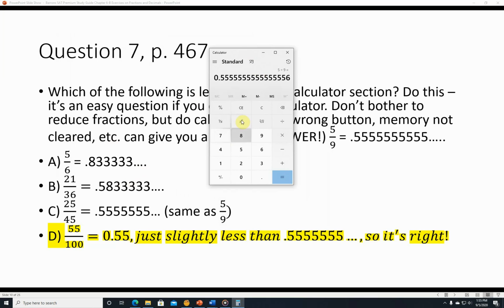One of these has to be less than it. So we just go, okay, first one. Clear it out. You want to go 5 over 6. Doesn't hurt to hit clear twice just to make sure that you cleared out your memory. Especially true with iPhone calculators. I find that happens all the time.